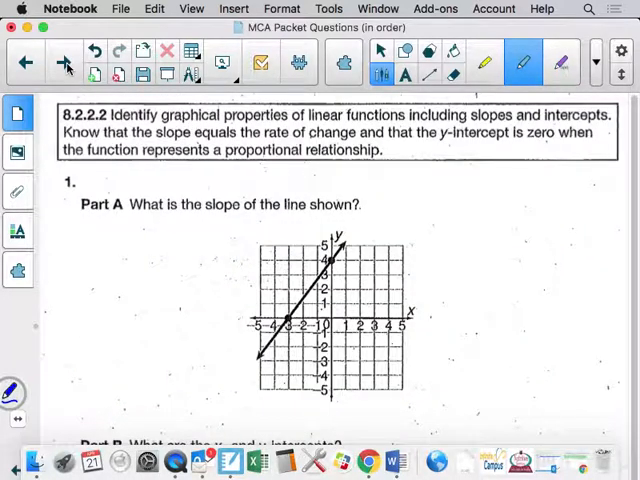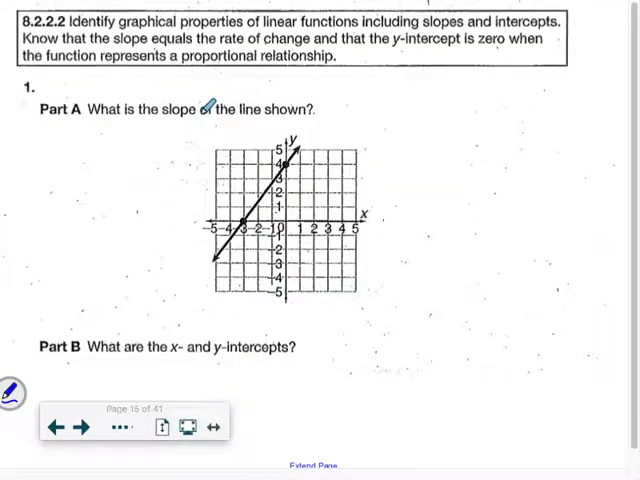Our next benchmark is 8222. Identify graphical properties of linear functions, including slopes and intercepts. Know that the slope equals the rate of change and that the y-intercept is 0 when the function represents a proportional relationship. So the first question is, what is the slope of the line shown? So slope is rise over run. So I rise 1, 2, 3, 4, and run 1, 2, 3. So my slope is 4/3.